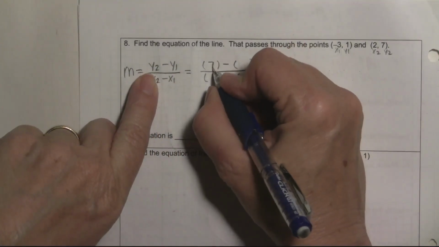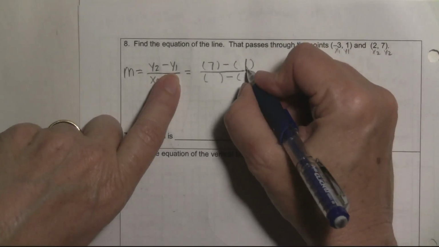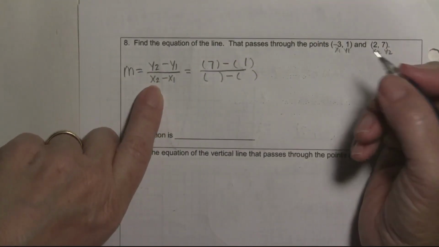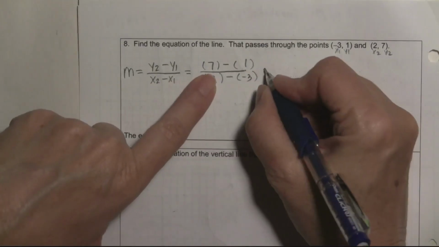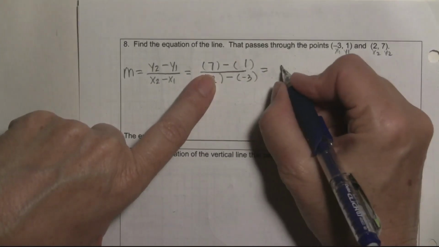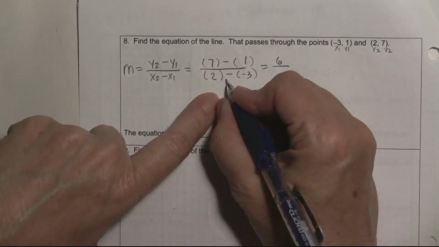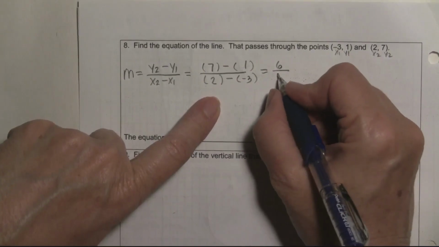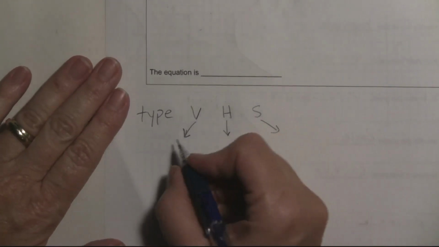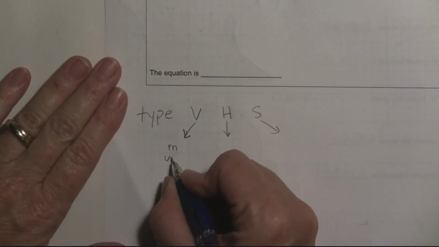Y2 is 7. Y1 is 1. X2 is 2. X1 is -3. In the numerator, I get 6. In the denominator, I get 2, take away -3, that's 5. So I get 6 over 5. And that doesn't reduce. If it reduced, I would reduce it. But now I know it's slanted because I know that vertical lines, if you find the slope, you would find that it's undefined.